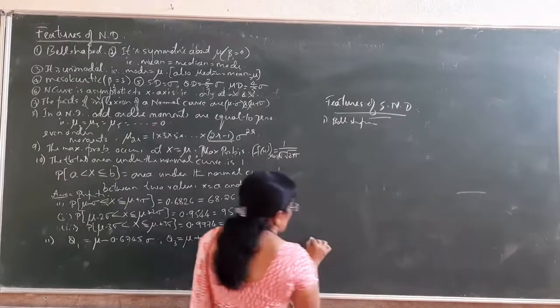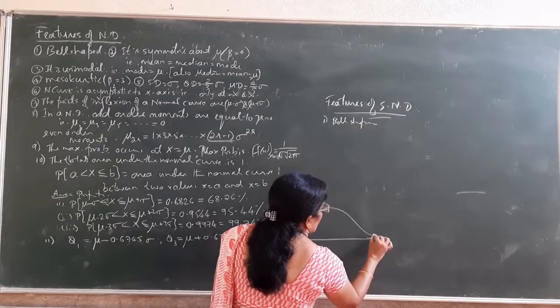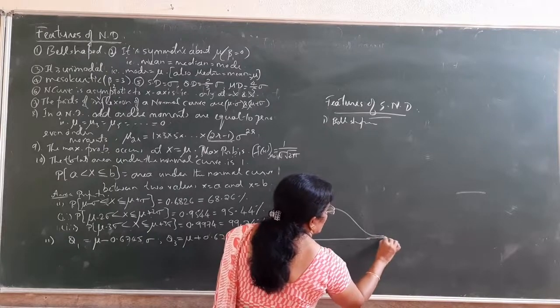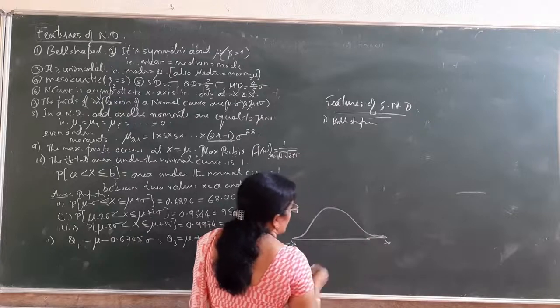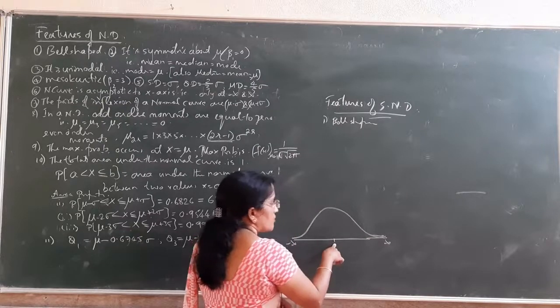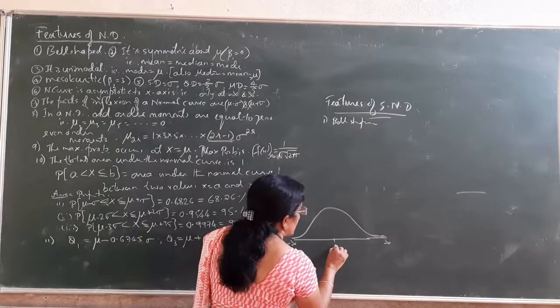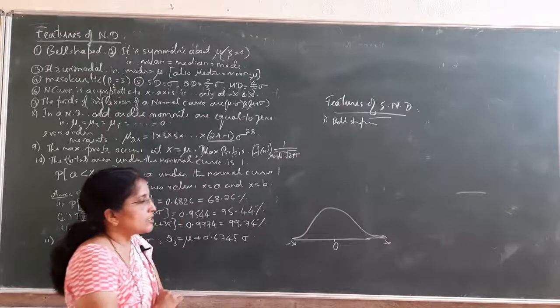Now here I am going to draw a standard normal curve. It is the same as the normal curve, but the values we have to write in a different manner. The range is minus infinity to infinity, and in a normal curve the center is mu, but in a standard normal curve mu equal to 0. So at the center we must write 0.